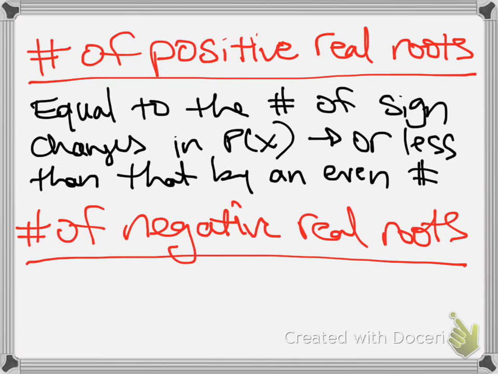To find the number of possible negative real roots, we're going to use the same idea, but this time, instead of looking at the polynomial p of x, we actually need to plug negative x into our polynomial. Once you plug negative x into your polynomial, you want to simplify your polynomial and see how the various terms behave. Look at the sign changes here.